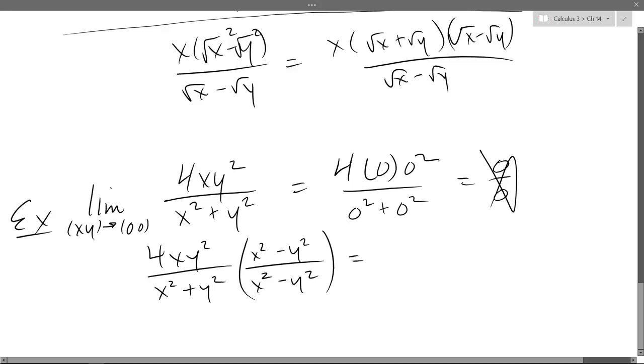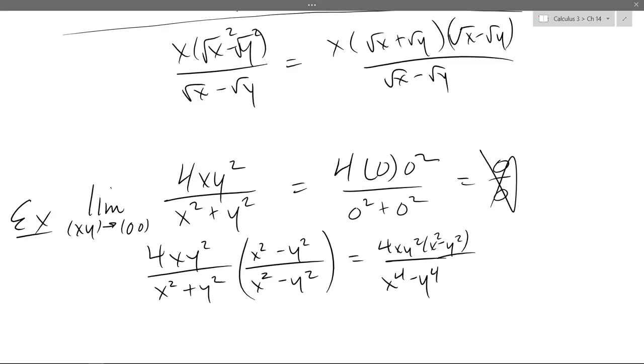All right, so don't multiply when you don't have to. If it's not a conjugate, don't distribute it. I don't really see a way to cancel stuff out. So let's not do this.